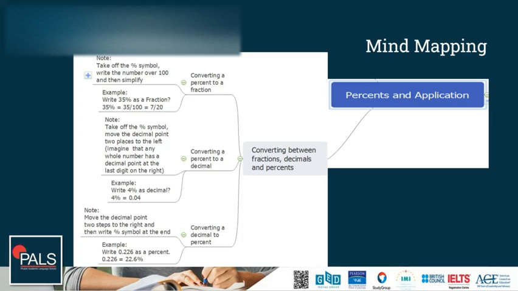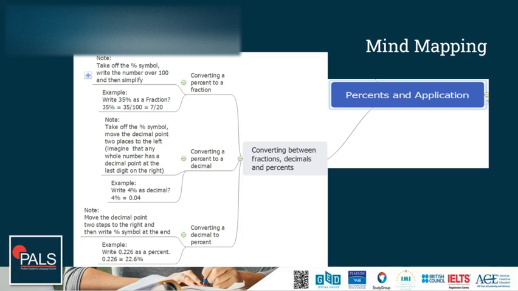Converting between fractions, decimals, and percents, we are going to study three conditions. The first one is when converting a percent to a fraction. The second one is when converting a percent to decimal. And the third one is when converting a decimal to percent. Let's start with the first one.